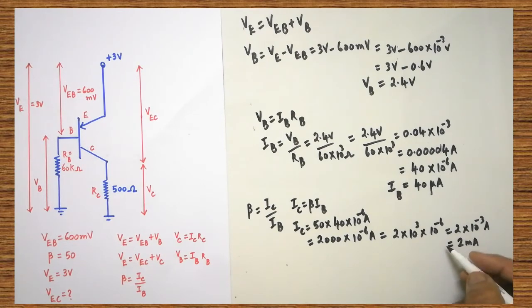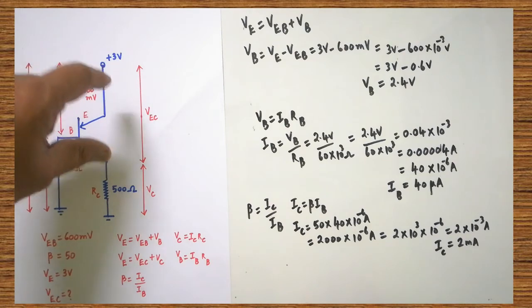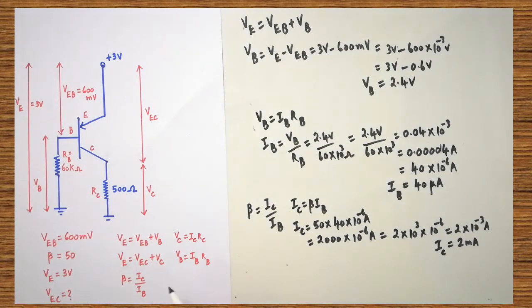So this is the value of what? IC. Are you clear? Now what is the next step? Now IC is found out. IC value is 2 milliampere. Here the next aim is we have to find out the value of VEC. VEC is the value that is to be found out. Look at the formula here. VEC is nothing but VE minus VC.